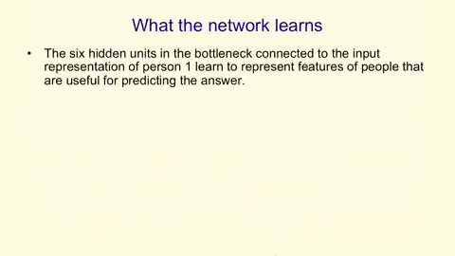So the networks in the bottleneck have learned to represent features of people that are useful for predicting the answer. And notice we didn't tell it anything about what features to use. We never mentioned things like nationality or branch of family tree or generation. It figured out that those are good features for expressing the regularity in this domain.